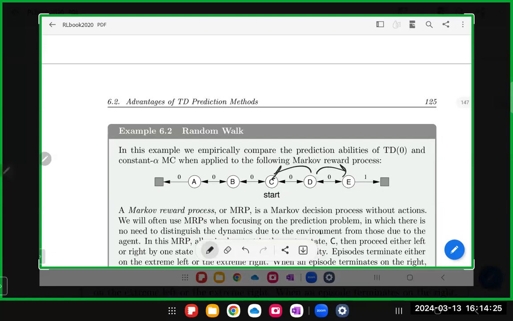So if you are in a state, the probability of going to the right will be half, and the probability of going to the left will also be half. And these are the rewards that you get for going to any of these states. If you move among these states, you won't get any reward. The reward will be 0. And for transitioning from E to this terminal state, the reward will be 1. And for transitioning from here to here, the reward will be 0.